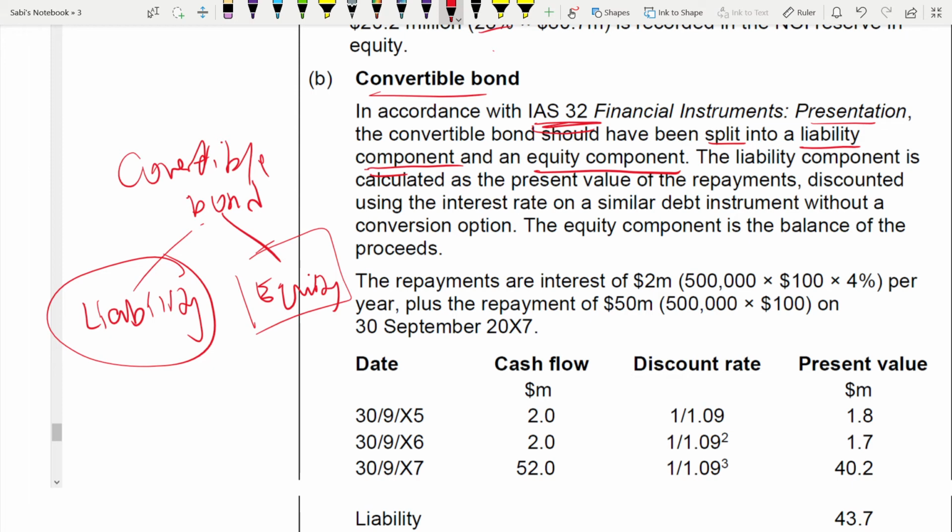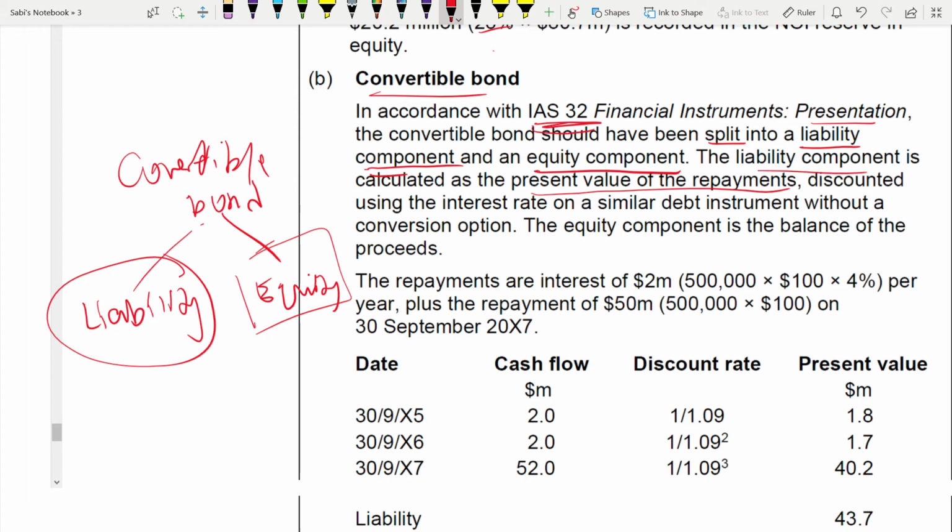So how do you calculate the liability component? Simply find the present value of the repayment. Remember, they are going to pay on a 3-year basis. The interest, and in the final year they'll be paying the interest with the principal amount. So today you have to find the present value of those three payments. That's how you find the liability component. It's very easy.